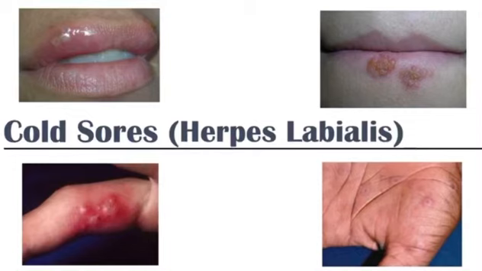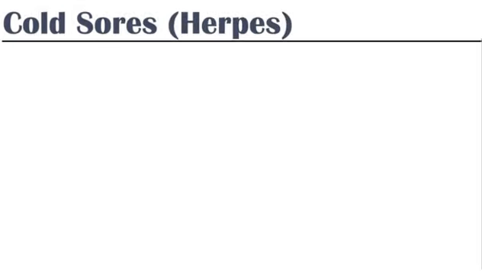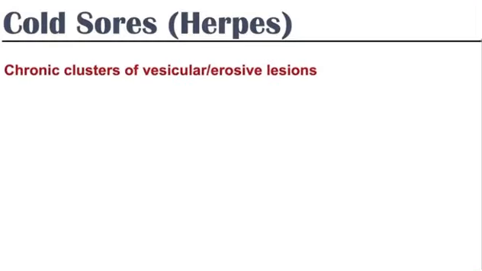Cold sores or herpes. So in this lesson, we're going to talk about what causes cold sores, what are some of the other manifestations, what we can do to make the diagnosis, and what we can do to treat it. So cold sores or herpes are chronic clusters of vesicular erosive lesions.